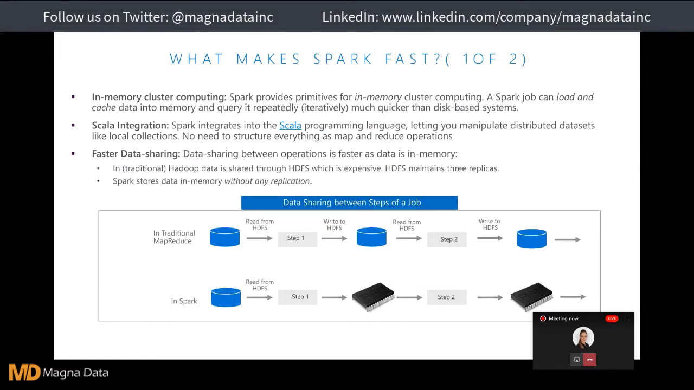The second reason why it's fast is because of Scala integration. Spark integrates into Scala programming language, letting you manipulate distributed data sets like local collections. No need to structure everything as map and reduce operations. So, anyone familiar with Scala? It's functional programming. From ground up, operates on sets, right? Faster data sharing. Data sharing between operations is faster because data is in memory. In traditional Hadoop, data is shared through file system, and Spark stores everything in memory without any replication.